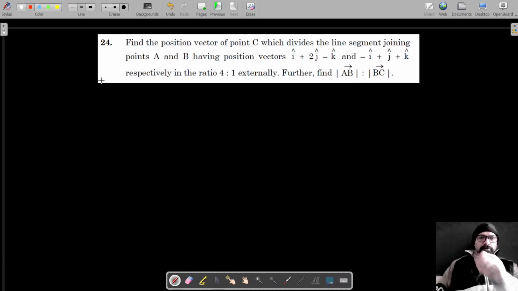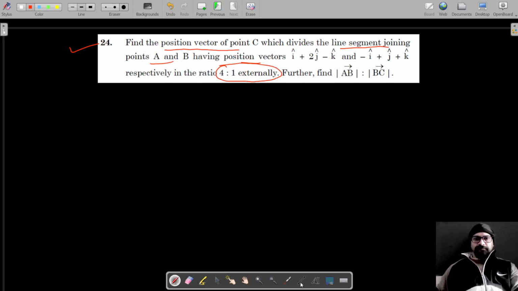Okay, for question number 24, we have to find the position vector of point C, which divides the line segment joining the points A and B, whose position vectors are given, in the ratio 4 is to 1 externally. So this is question number 24, and it's given that there is a line segment joining the points A and B. So let this be point A, and this point C.